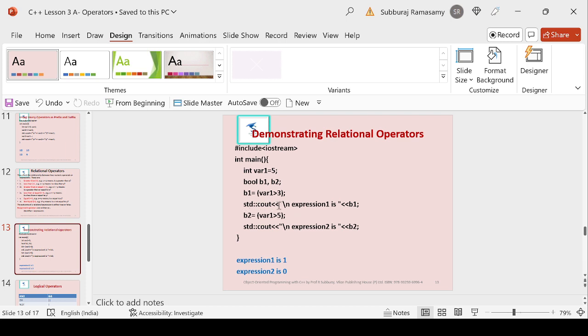And then cout, new line character, expression 1 is b1. It will be true, so it will print 1. The true and 1 are the same. Similarly, b2 is equal to var1 greater than 5? No. See, var1 is 5. 5 is not greater than 5. False. So when you print the expression b2, it will be 0.